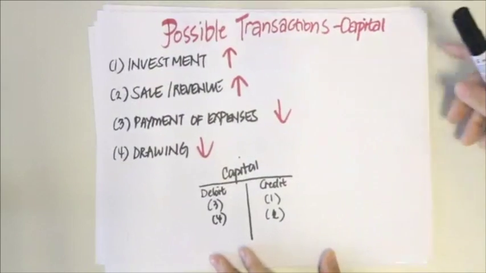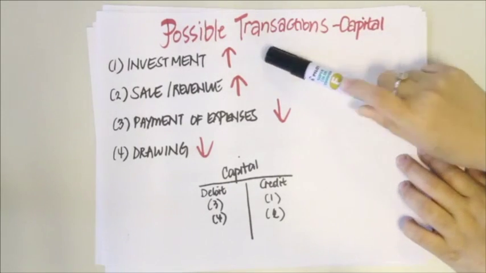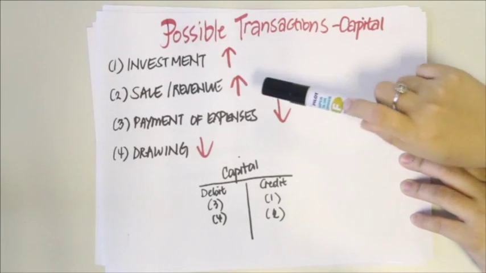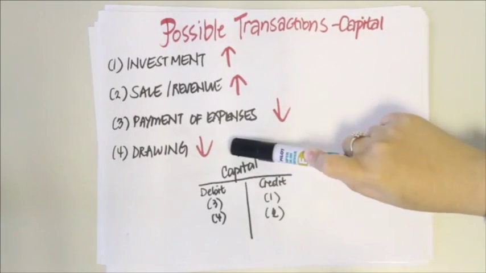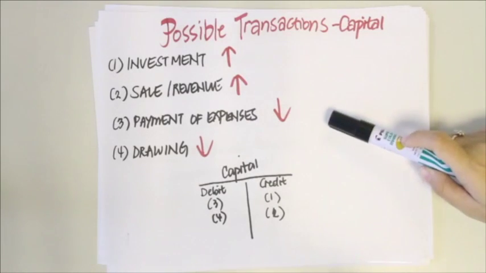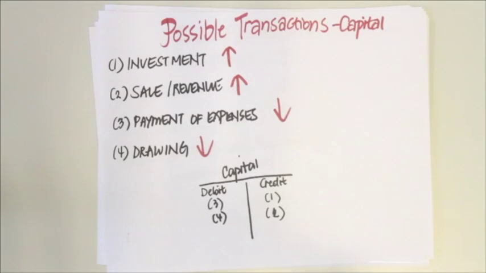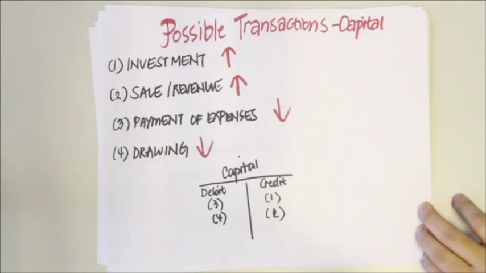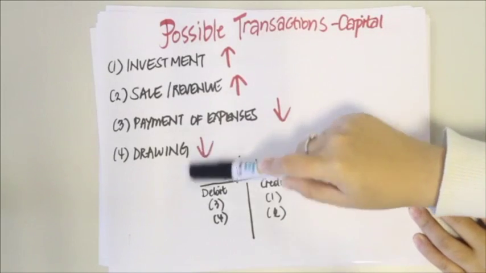And lastly, here are the possible transactions for capital accounts. If you have an investment, you would definitely have an increase in your capital, and a sale or revenue would also cause an increase in capital. Payment of expenses, on the other hand, and drawing or withdrawal of assets would lead to decreases. So again, we analyze it using the T account. Since capital has a normal credit balance, increases would fall under credit while decreases would fall under debit.